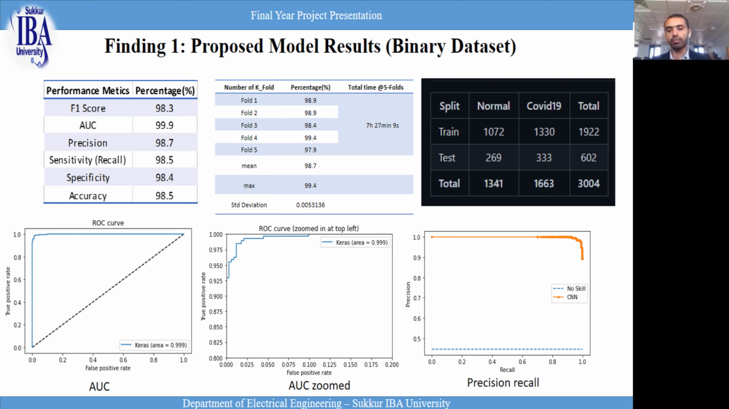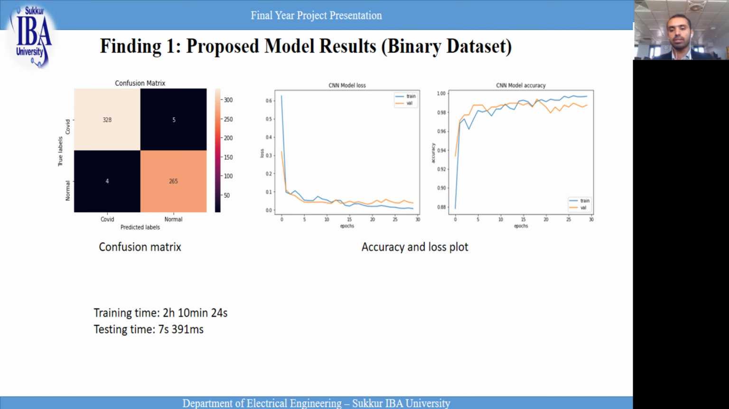This is the ROC curve, and this one is the zoomed part on this area. It shows this area of the ROC curve, and this is the precision recall curve. This is the confusion matrix, and this is the accuracy and loss plot. We have used binary cross entropy as the loss function, and the time taken in training is 2 hours 10 minutes, and in testing 7 seconds and some milliseconds.